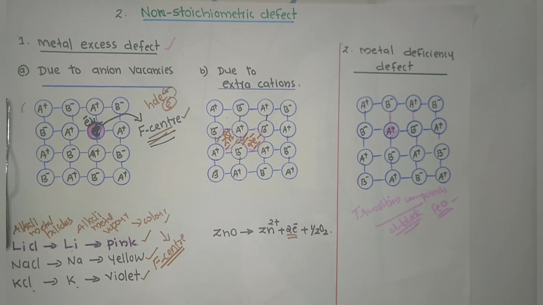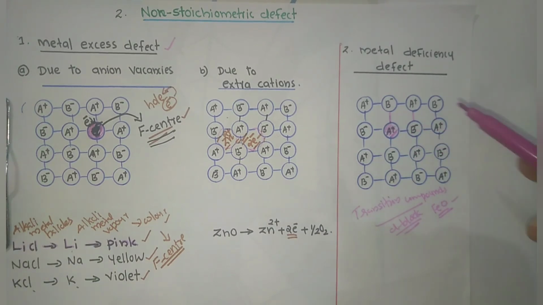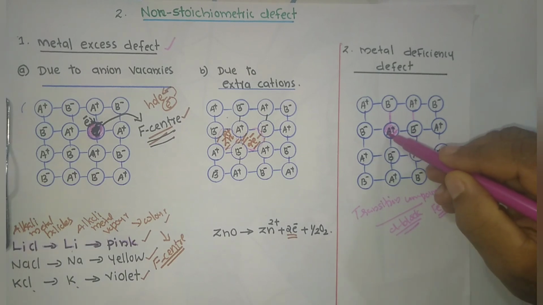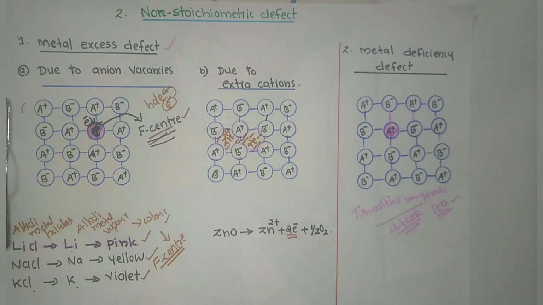Okay, the metal deficiency defect arises due to the missing of cation from the lattice site. Here, the rose colored sphere represents the missing of cation, that is A plus is missing from the lattice site. Okay, clear. Okay, this is non-stoichiometric defect.